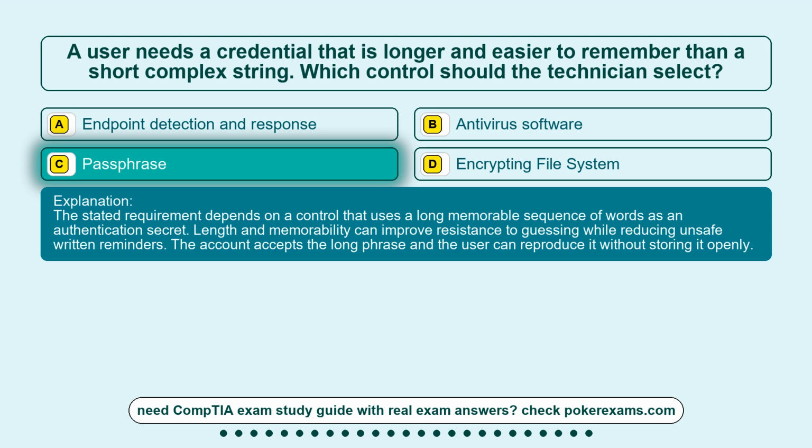The stated requirement depends on a control that uses a long memorable sequence of words as an authentication secret. Length and memorability can improve resistance to guessing while reducing unsafe written reminders. The account accepts the long phrase and the user can reproduce it without storing it openly.